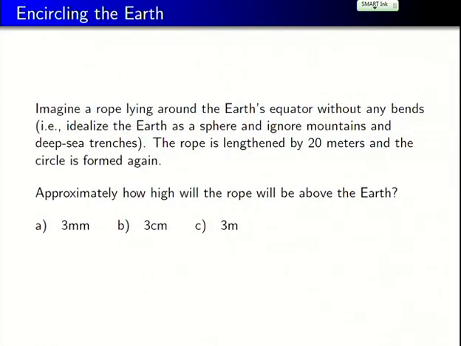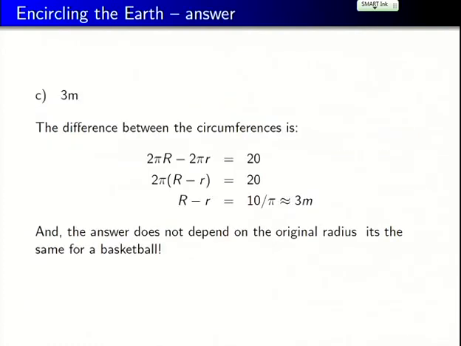It's 3 metres. If you get a rope around the earth and make it 20 metres longer, it's going to be 3 metres above the earth. If you get a basketball and stick a little piece of string around it, make that 20 metres longer, it's also going to be 3 metres out. Isn't that amazing? It doesn't matter what size the sphere is. This is how you work it out.